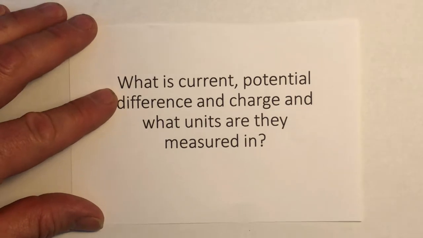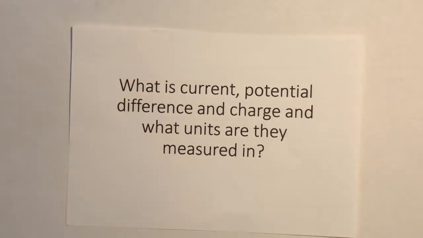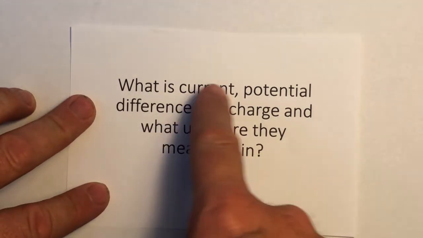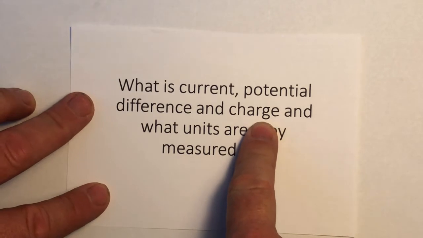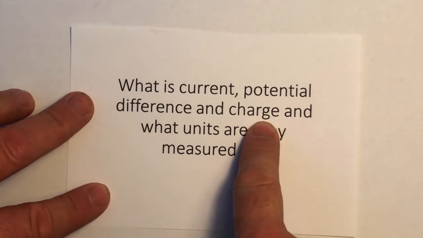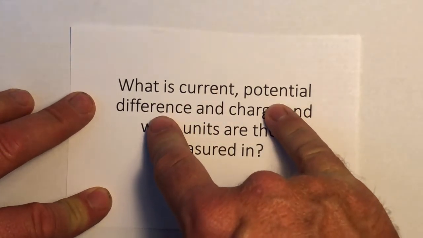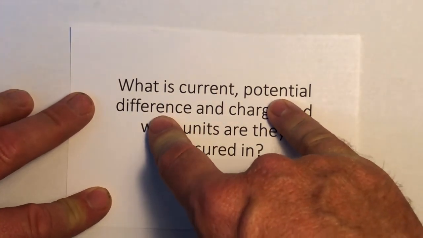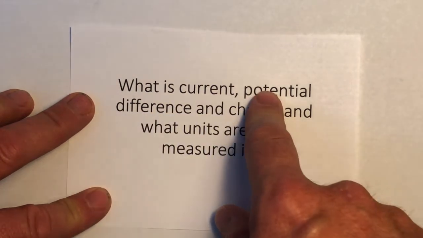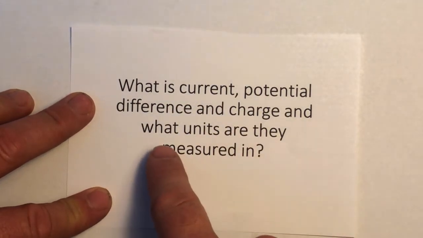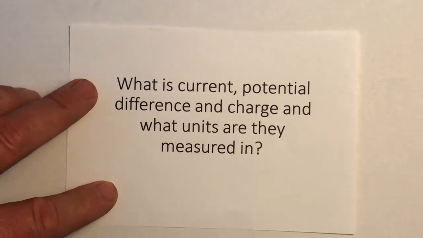In this video, we're going through the question: what is current, potential difference and charge, and what units are they measured in? Now, current and charge are reasonably common things that are talked about. Often the one that confuses the most is potential difference. Basically, potential difference is voltage. So whenever voltage is mentioned, we're talking about potential difference and vice versa. And then the key is, what units are they measured in?